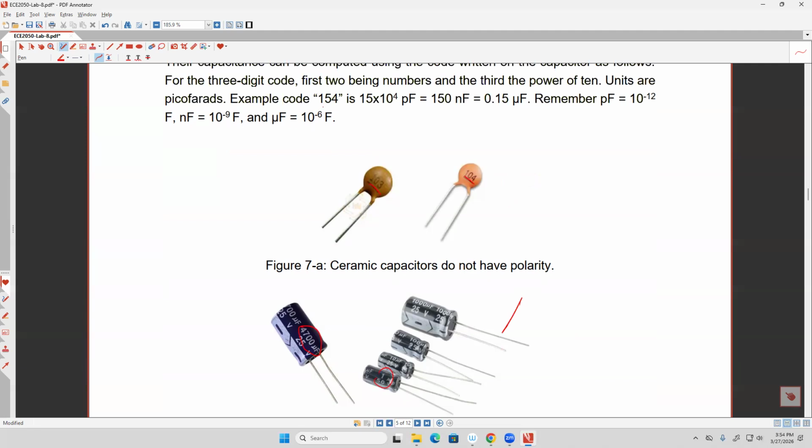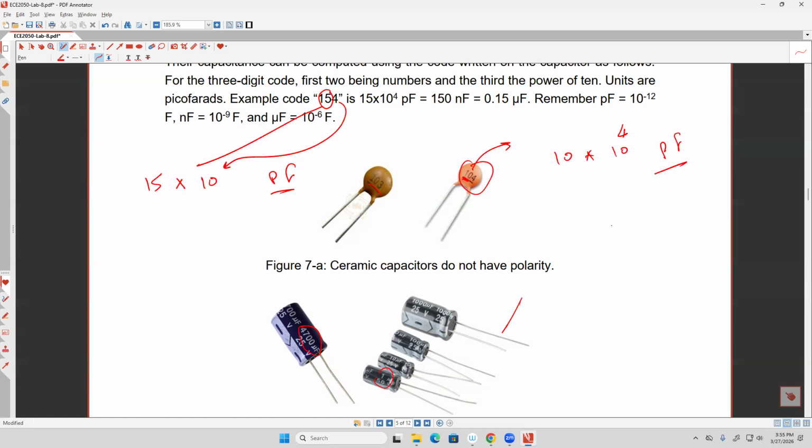Look here. If the code is, for example, 154, very simple. All you have to do is take the first two digits, for example 15, multiplied by 10 to the power of the third digit, and the result is in picofarad. You see what I'm saying? For example, if you see this one here, the first two digits are 10, so it should be 10 times 10 to the power of 4 picofarad. That's it. You see what I'm saying?